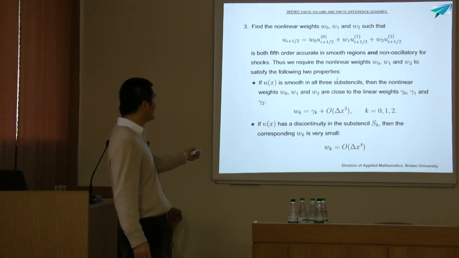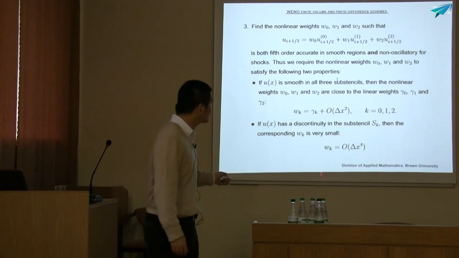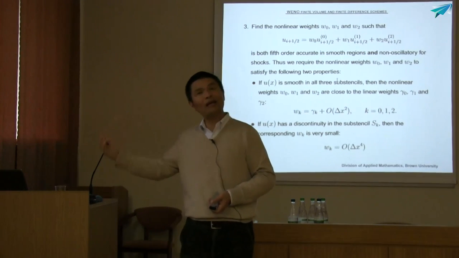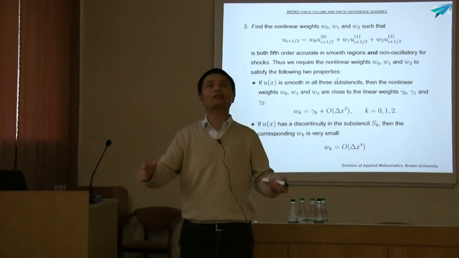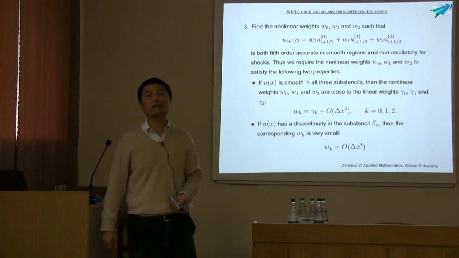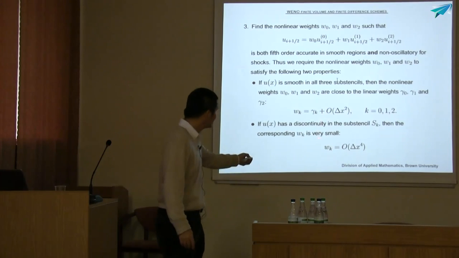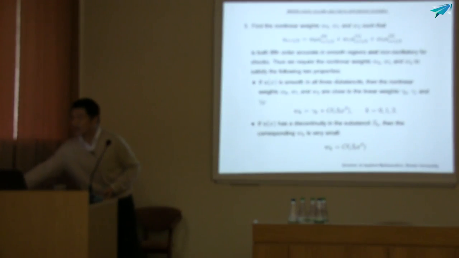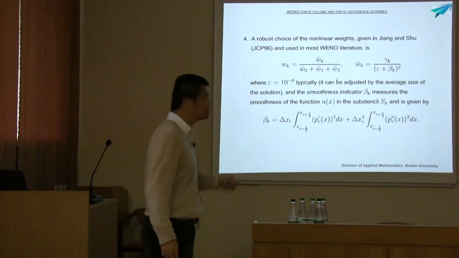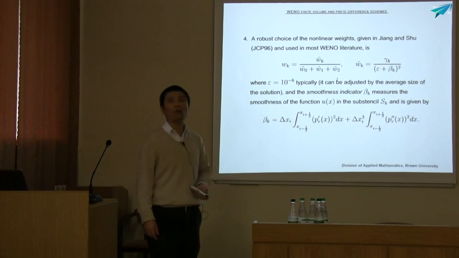The other condition is that if u_x has a discontinuity in the substencil Sk, then I would want omega k to be essentially zero. What do I mean by essentially zero? Well, in the formula I'm going to describe, essentially zero means that it is Δx to a certain power. In this particular case, it is Δx to the power 4, so it is a quite small number. So you see these are the transition of two requirements.